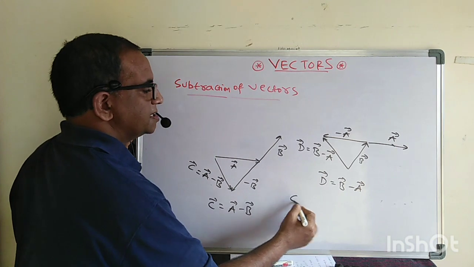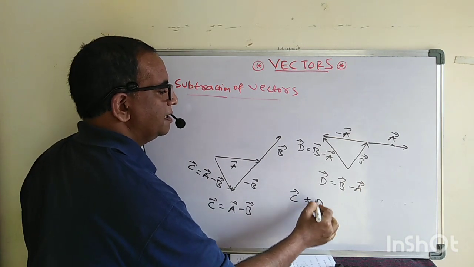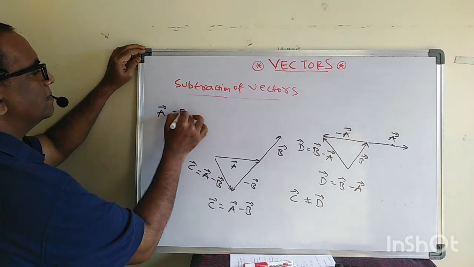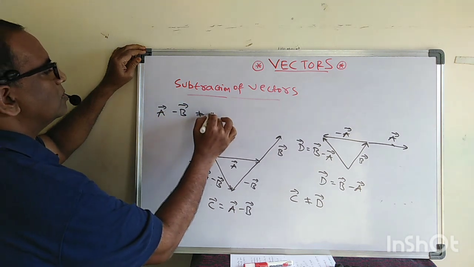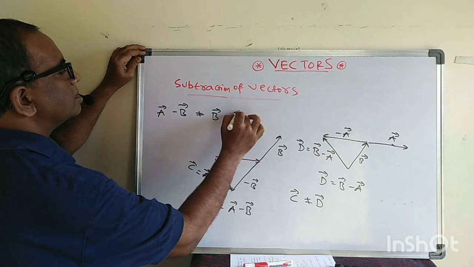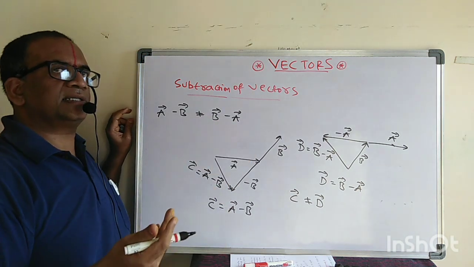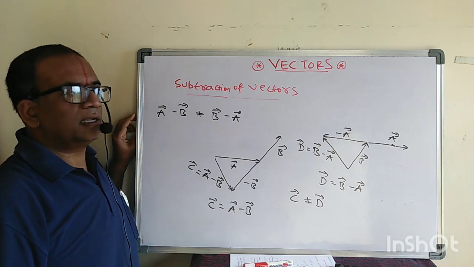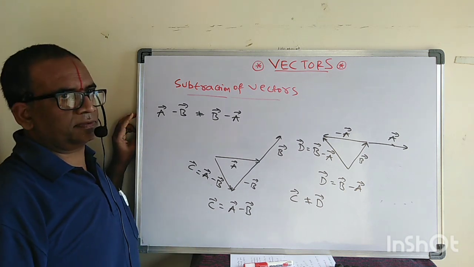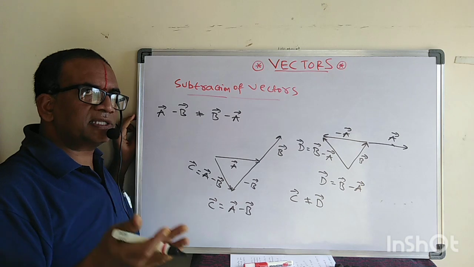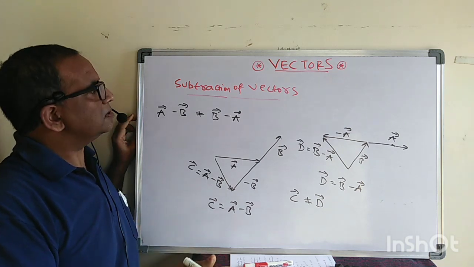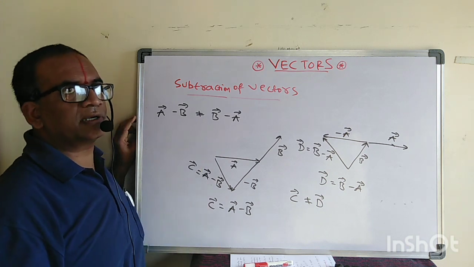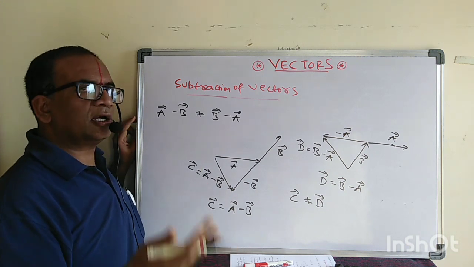So that's why you cannot say C is not equal to D. Means what? A minus B is not equal to B minus A. So the subtraction of vectors cannot be commutative, and it cannot be associative also. The addition of vectors is commutative and associative, but regarding subtraction of vectors, it is neither commutative nor associative.